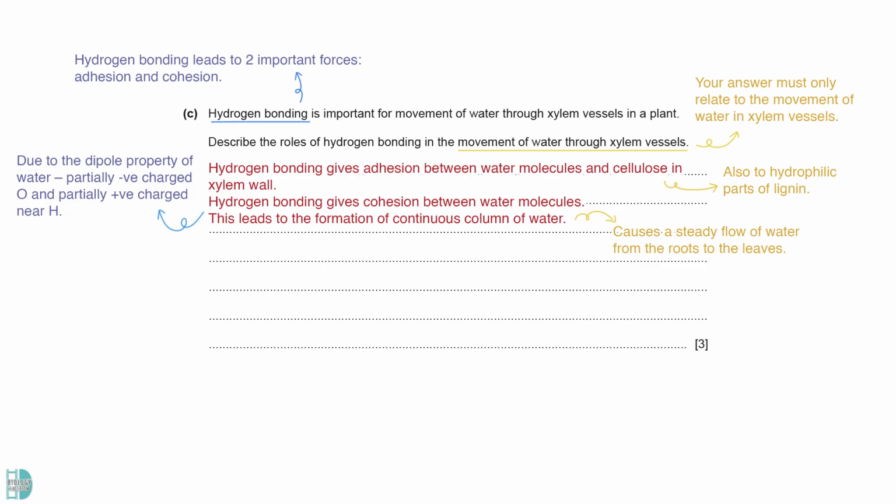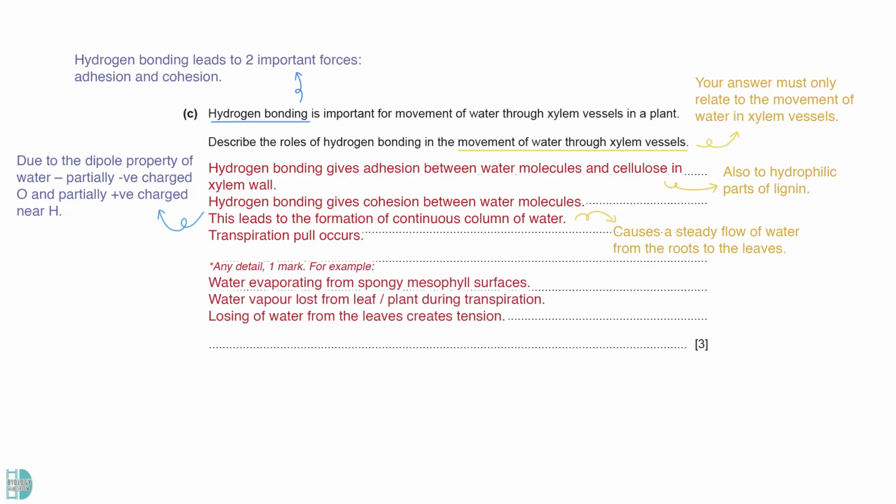This steady upward movement of water is called the transpiration pull. A detail of the cause of transpiration pull will give you a mark. For example, state that the evaporation of water occurs on the spongy mesophyll surfaces. There is a mark for AVP. You can talk about how a hydrogen bond forms between two water molecules and leads to cohesion.